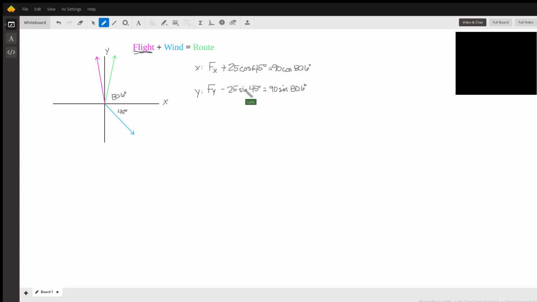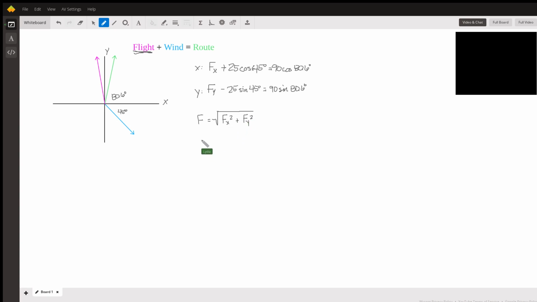Once I do these two, I can solve for the X component and the Y component of my flight. Once that's done, I know how to find the magnitude. We're just going to do our Pythagorean equation. I'm going to square my X component, square my Y component, add them up and take the square root. That gives me the speed of my flight.